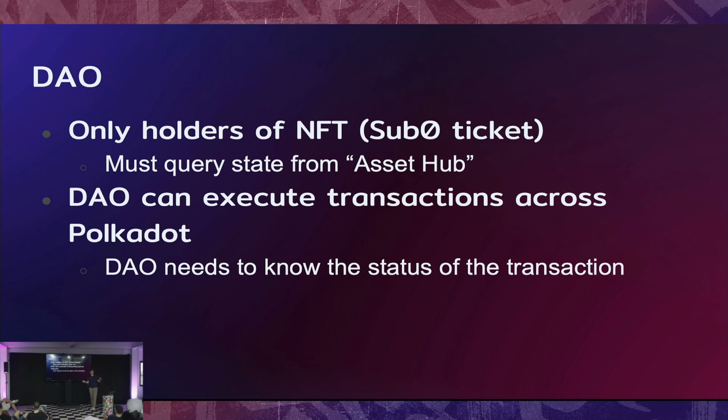Now, our DAO should be able to generically use all of Polkadot, right? It shouldn't be limited just to Pop Network. It should be able to use Asset Hub. It should be able to use Polkadot and what other parachains there are, maybe Crust, for example.